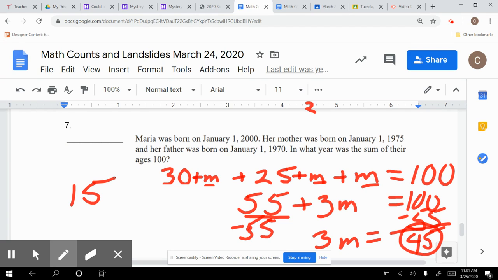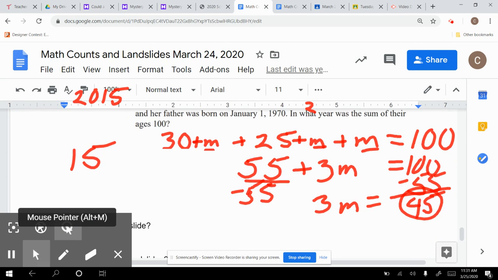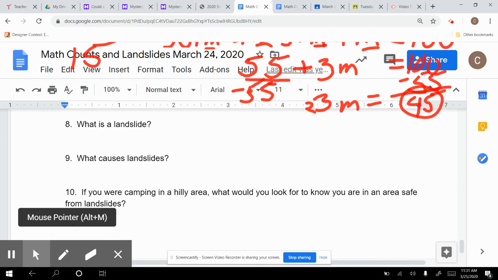Well, 15 years after January 1st, 2001, it would be 2015. Excellent job to all of those that persevered on that one. And moving on to the Mystery Science.